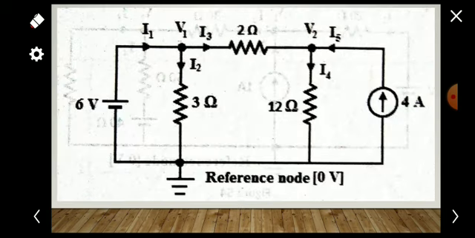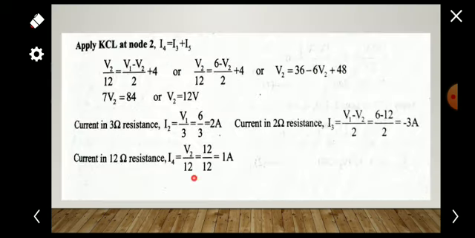The current in the 12 ohm resistor, I4, is flowing from V2 to reference. So it is V2 minus 0 divided by 12, that is V2 by 12, which is 12 by 12, 1 ampere.